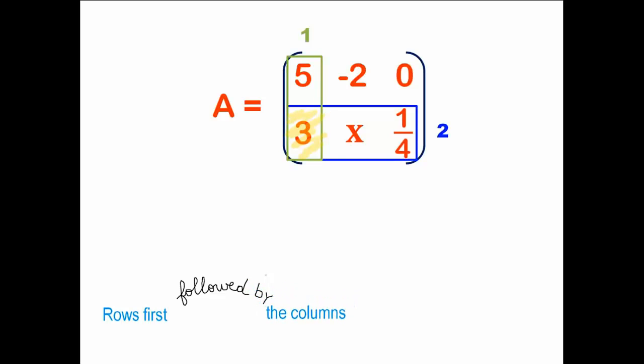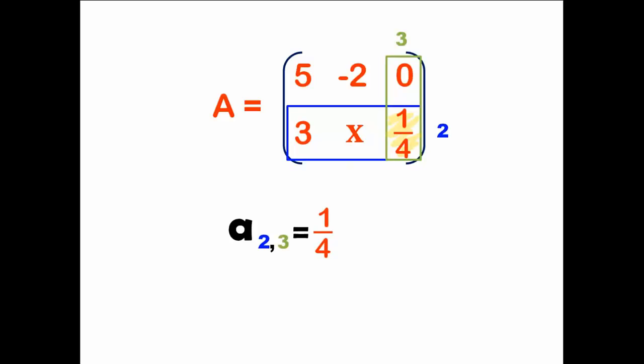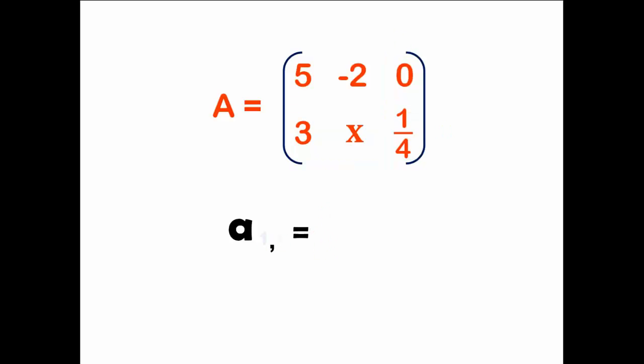In a matrix A, the entries will typically be named A_ij, where i is the row of A and j is the column of A. For instance, in this matrix A, the value 3 is in the second row and first column. So 3 is the 2,1 entry, that is A sub 2,1 equals 3. The 2,3 entry is the value in the second row and third column, so A sub 2,3 equals 1/4. Entry sub 1,1 equals 5. Always use commas in your subscripts for clarity's sake.